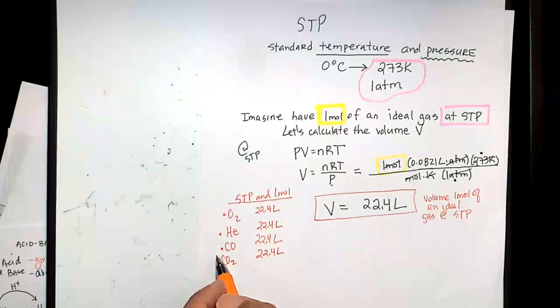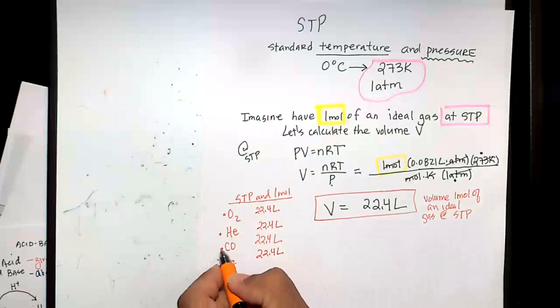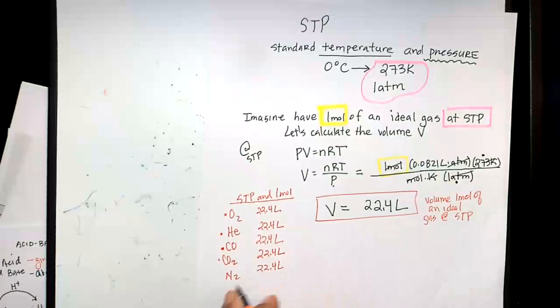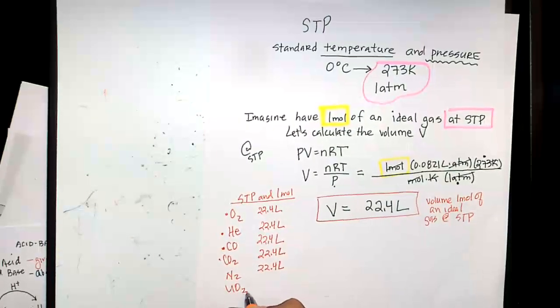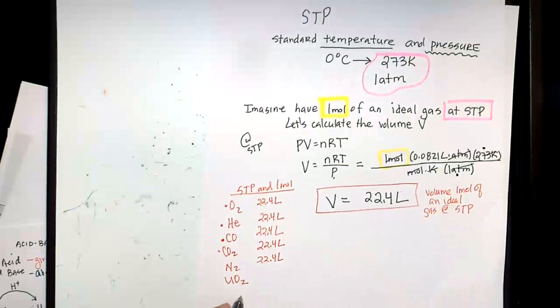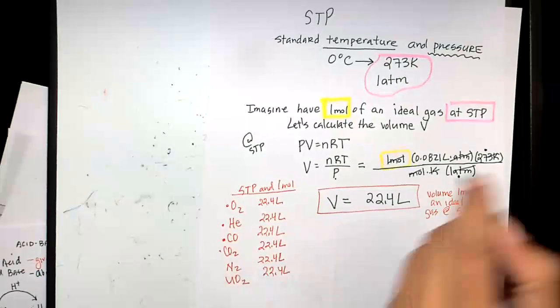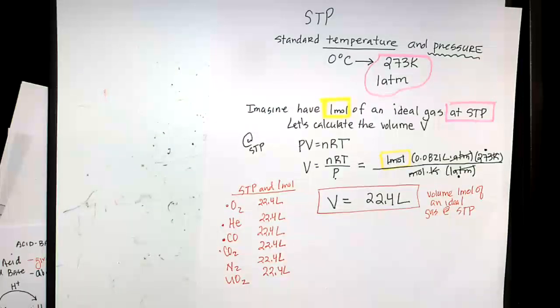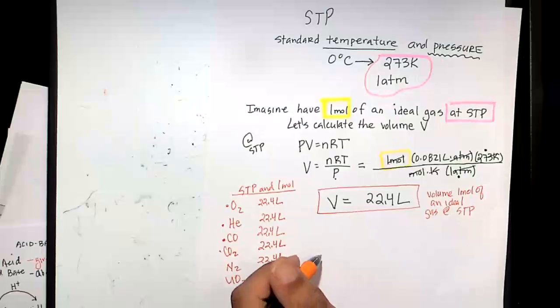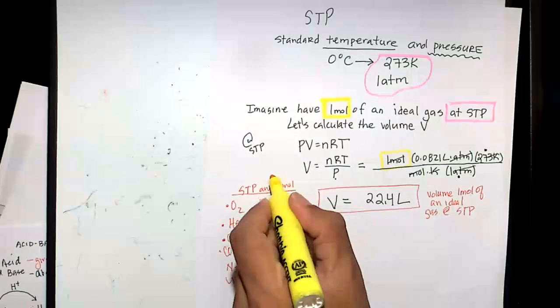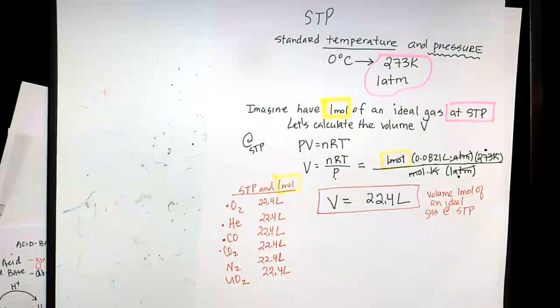No matter how big, no matter how small, no matter how toxic, no matter how nitrogen gas, 22.4. There's a gas called UO2, uranium dioxide, some weird, crazy gas. If you have 1 mole of it at STP, the volume is 22.4 liters. So regardless of its properties, it will always have 22.4 liters at STP if you are talking about 1 mole. The key here is 1 mole.